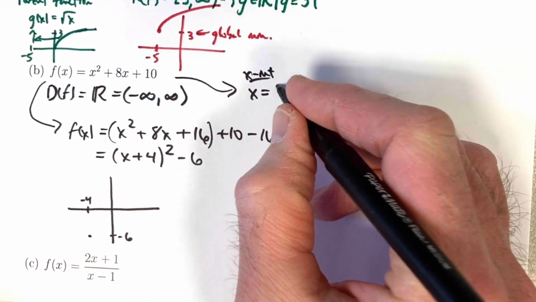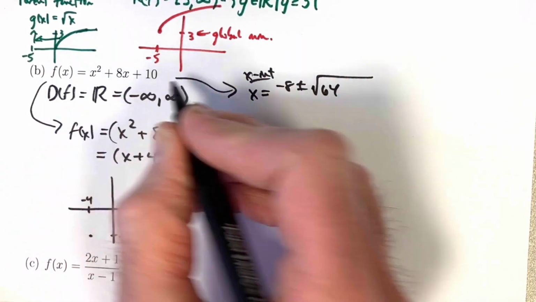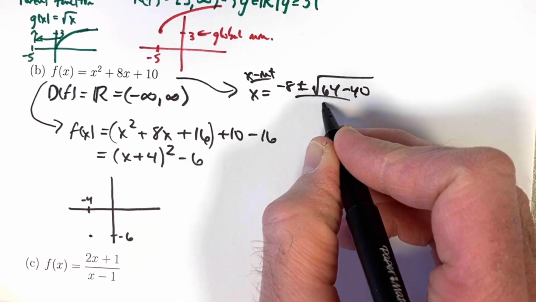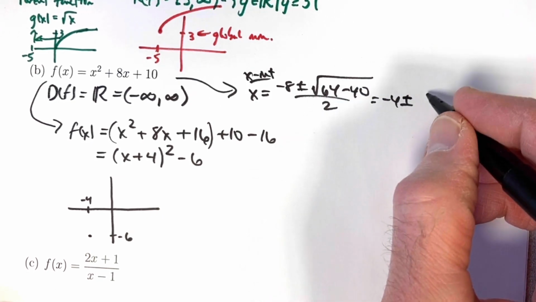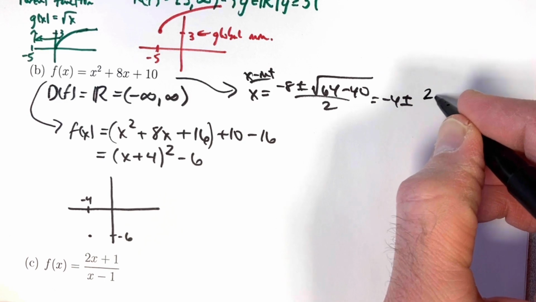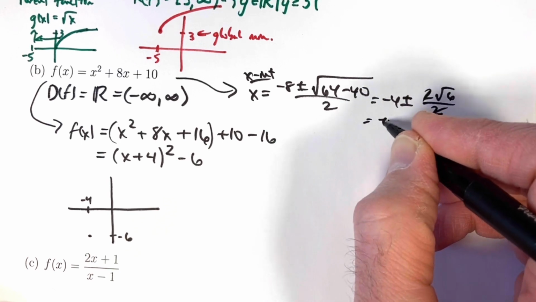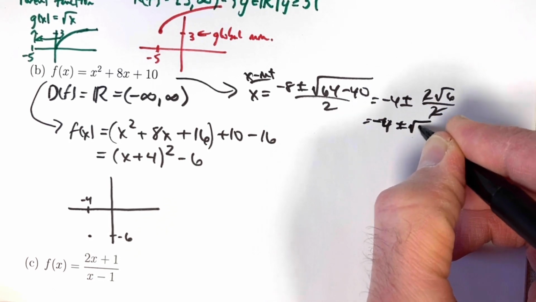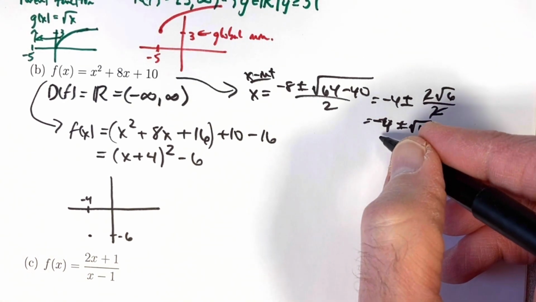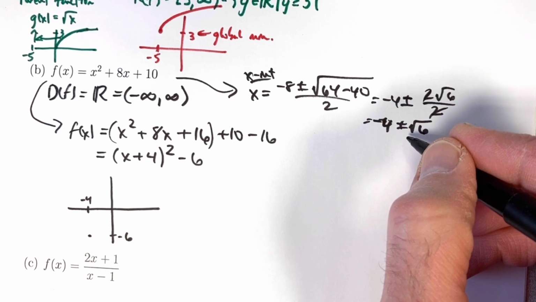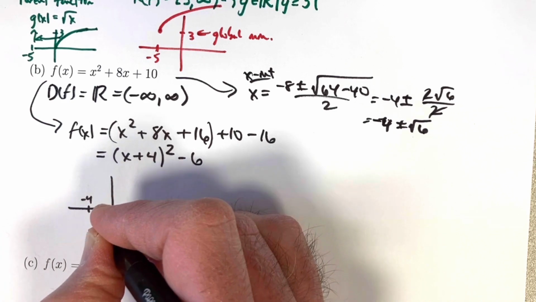So you get -8 plus or minus the square root of 64, 8 squared, minus 4 times 1 times 10 is minus 40, over 2 times 1. -4 plus or minus, that's a 24. 24 is 4 times 6. That'll be 2 times the square root of 6 because the square root of 4 is 2. -4 plus or minus square root of 6 will be where the x-intercepts are. Square root of 6 is between 2 and 3. -4 plus a number between 2 and 3 will be between -1 and -2. So the x-intercept is somewhere there.